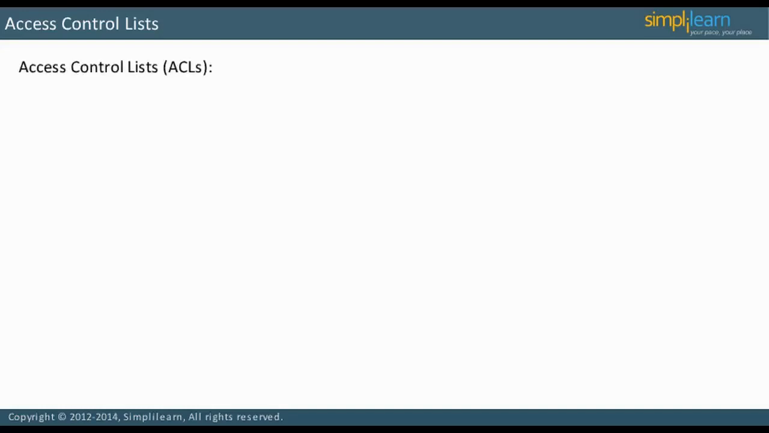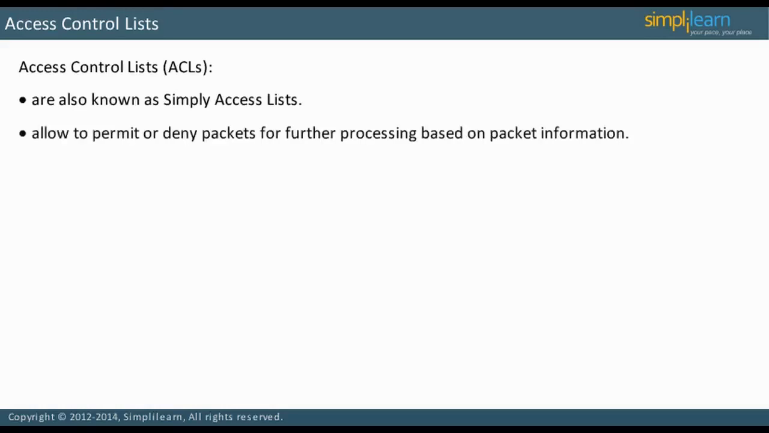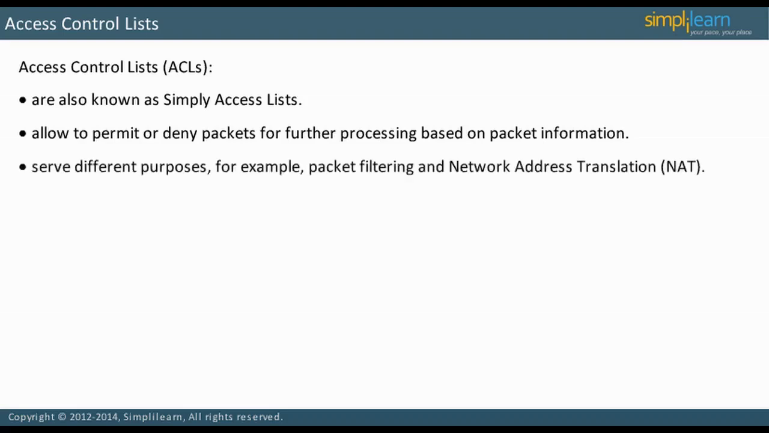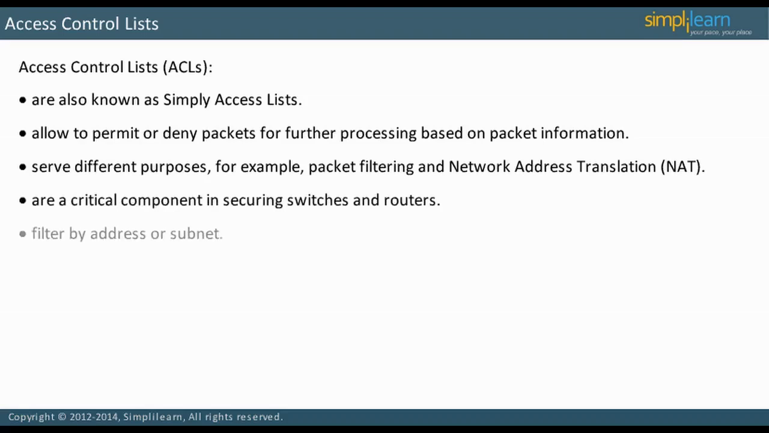Access Control Lists, ACLs, also called simply access lists, allow you to permit or deny packets for further processing based on packet information. They serve many purposes, for example, packet filtering and NAT. This lesson will address only router access lists and provide a foundation for in-depth learning about other types of access lists in the future. ACLs are a critical component in securing switches and routers.